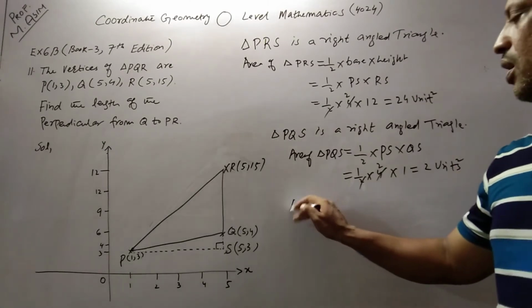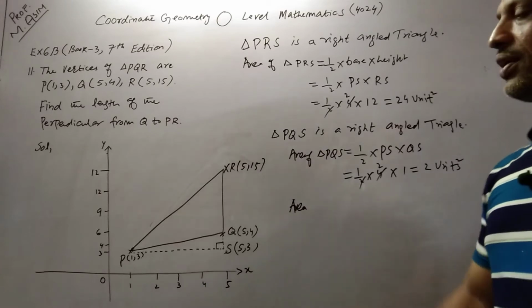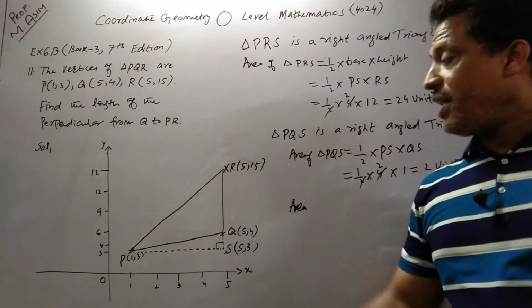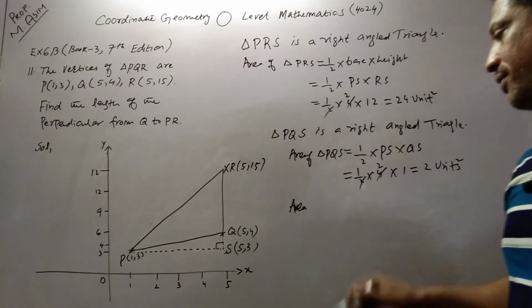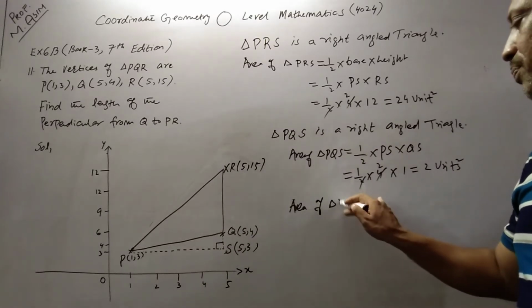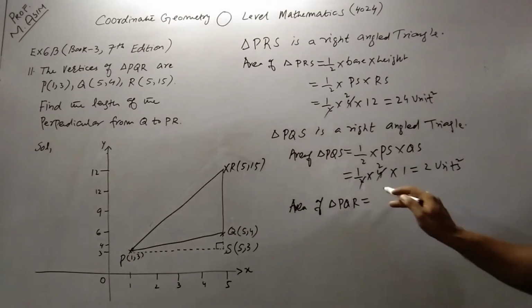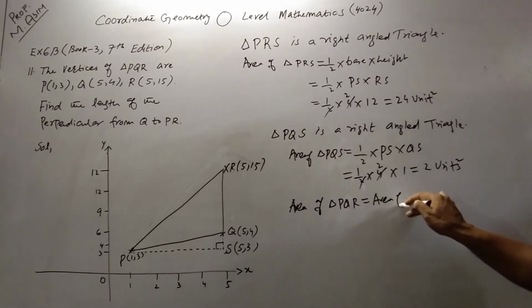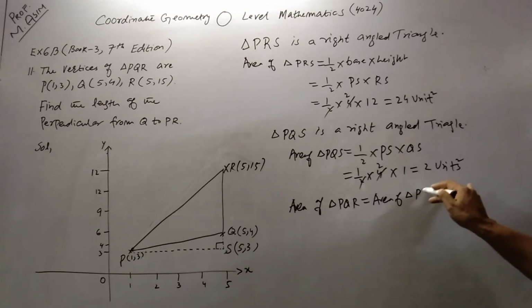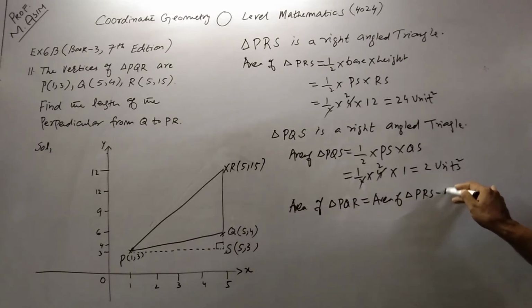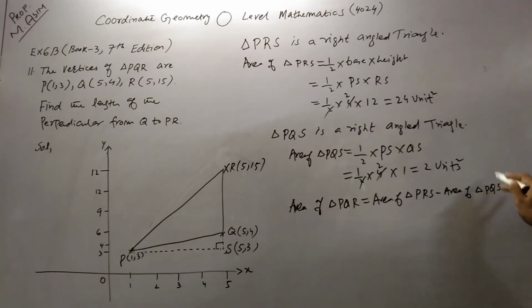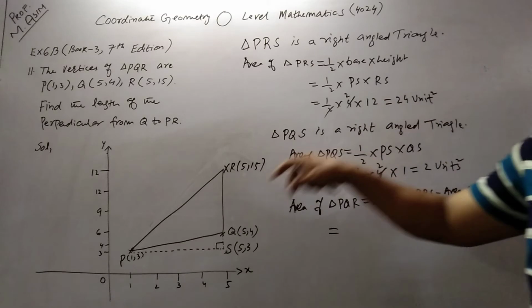Now after this you are eligible to find the area of our required triangle PQR. Area of triangle PQR is equal to, see carefully, area of triangle PRS minus area of triangle PQS. Area of triangle PRS, we have already found, 24.